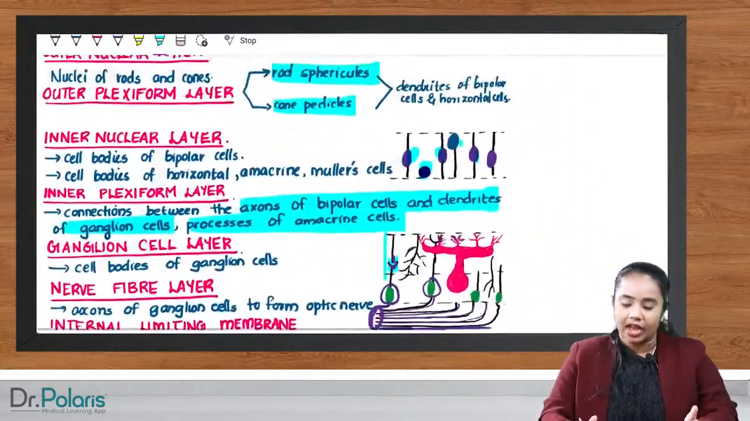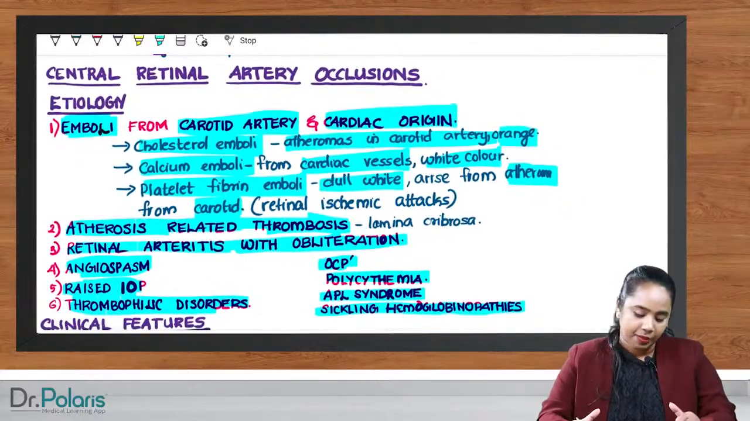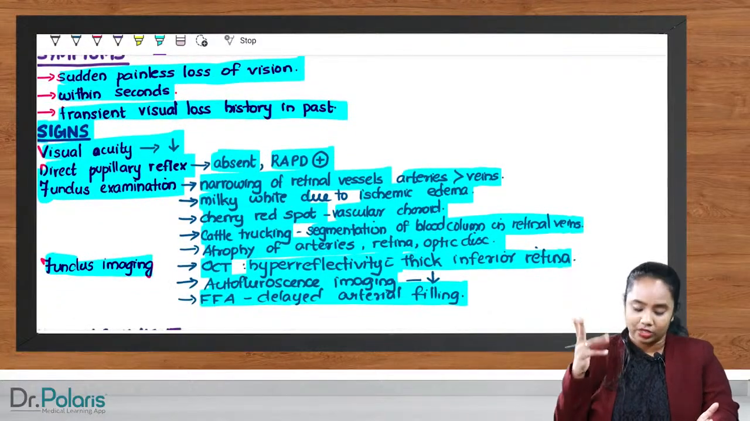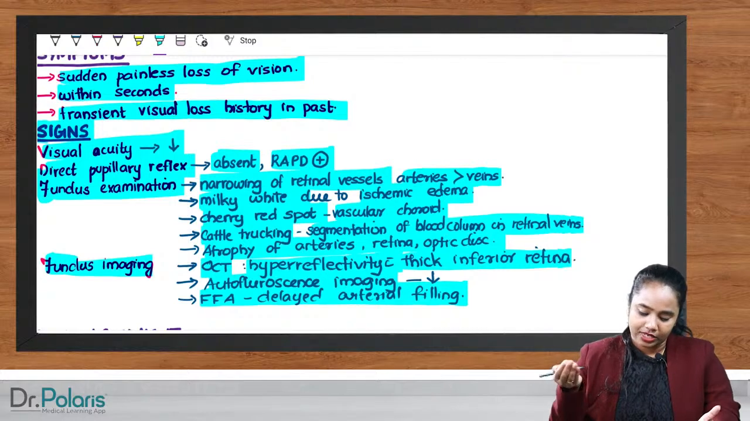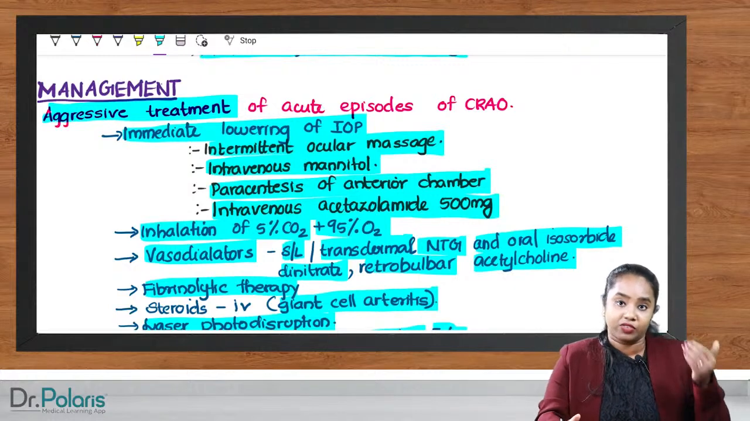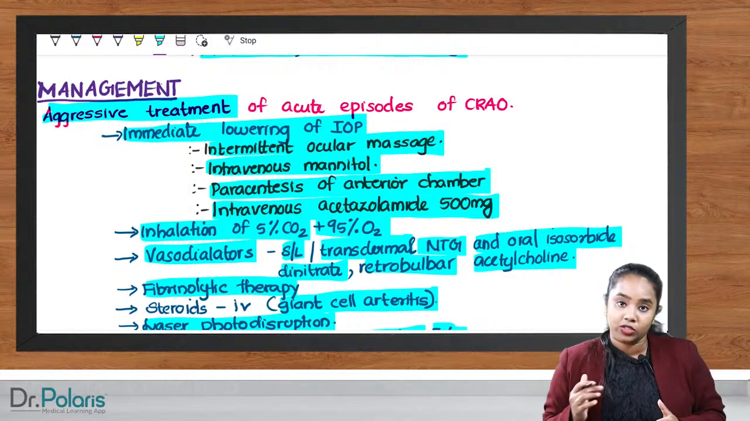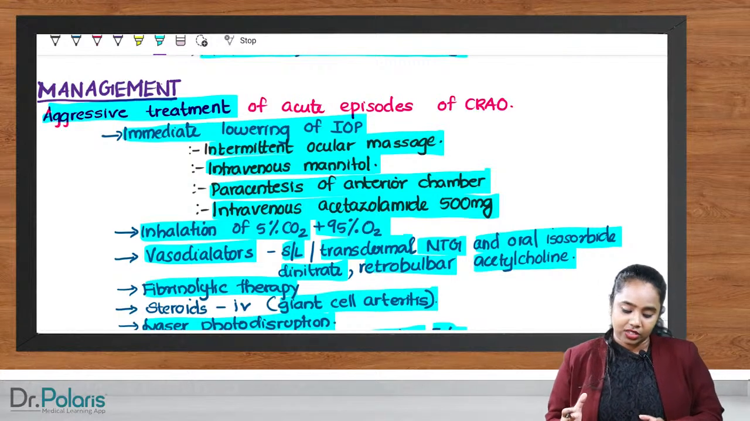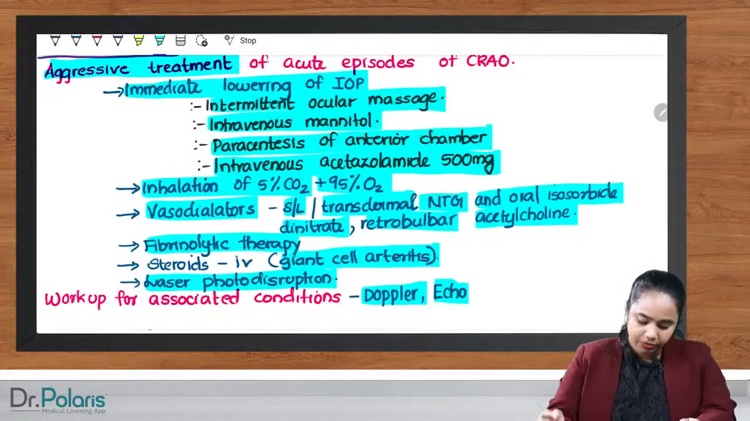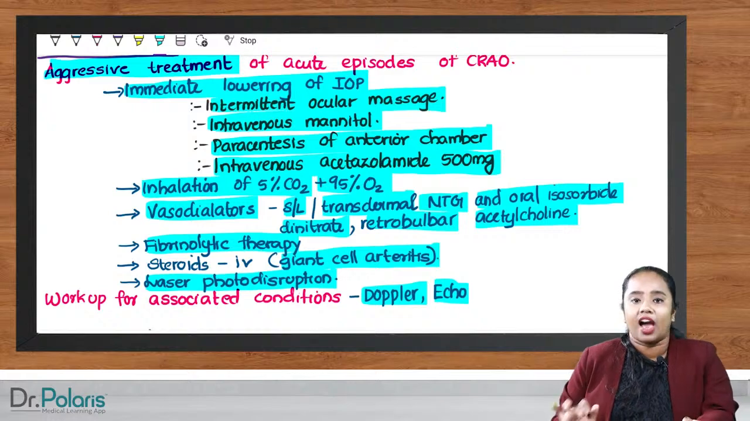So, we were discussing blood vessel problems, that is, occlusion of the central retinal artery. Here we discussed the etiology and the major clinical features. The signs are very important: the cherry red spot, the cattle trucking, the OCT, autofluorescence as well as FFA findings. And then management: aggressive treatment including drugs that reduce the intraocular pressure, ocular massage, inhalation of 5% carbon dioxide with 95% O2, vasodilators, fibrinolytic therapy, steroids and laser photo disruption. Workup for any associated conditions is also important in central retinal artery occlusion.